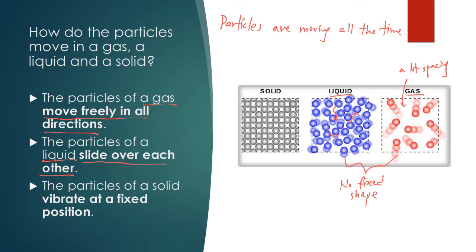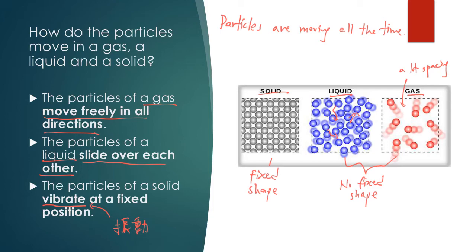For solid, although it has a fixed shape, the particles are still able to move, but to a very minor degree. They are only able to vibrate. We can't see the vibration with our naked eye, but we can tell there is movement if we perform certain experiments.